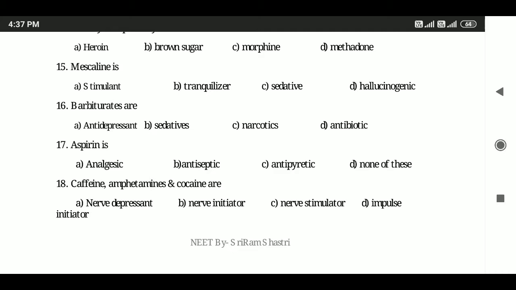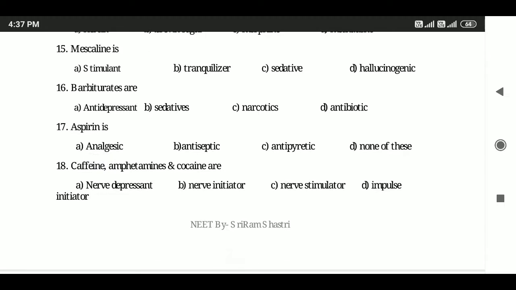Aspirin is analgesic, antiseptic, antipyretic, none of these. Aspirin, again, it is both A and C. It can act as an analgesic, it can act as an antipyretic, but primarily it acts as an analgesic. Now what is the meaning of analgesic, antiseptic, and antipyretic? Analgesic is a drug which reduces pain by blocking the pain receptors. Antiseptic is a drug which disinfects the region. Antipyretic is a drug which reduces the body temperature in fever. So aspirin is primarily considered as an analgesic.